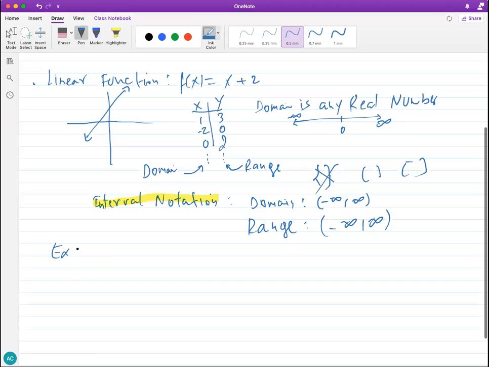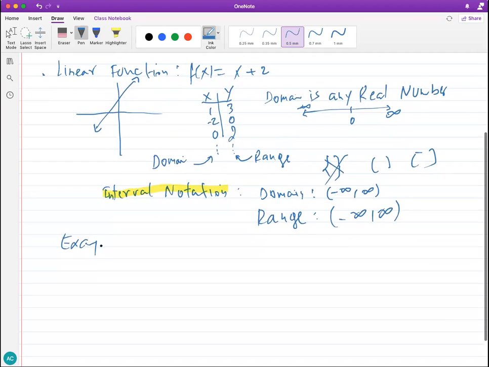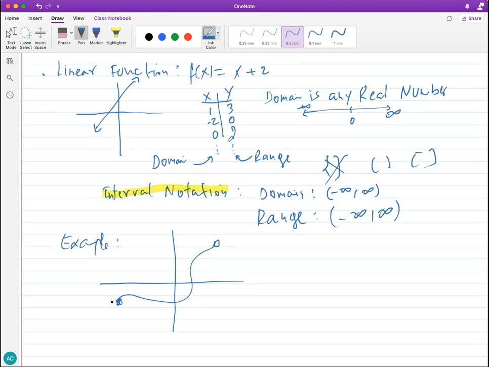For example, take a graph like this. Let's say this graph goes from here all the way to here, and this is, let's say, -5, maybe 4 here. So that's another graph. The only difference is this graph does not extend. It's only this piece exactly, unlike this one for a line, which keeps going infinitely in both directions.